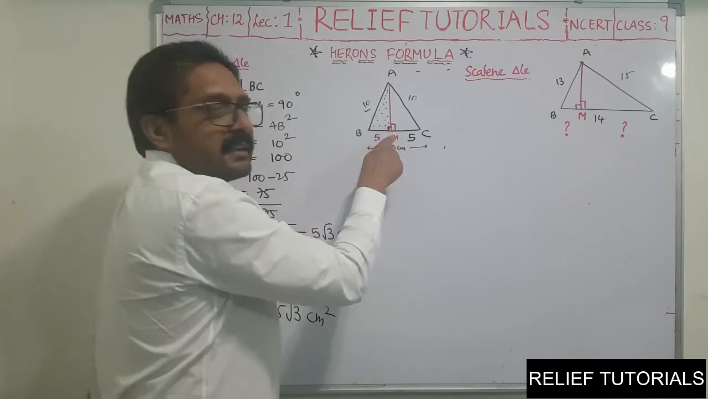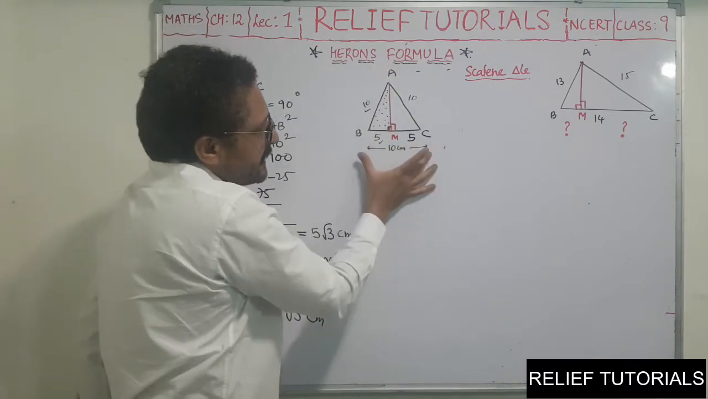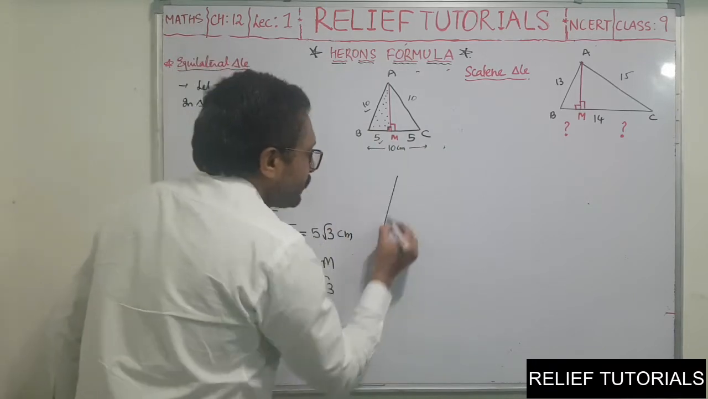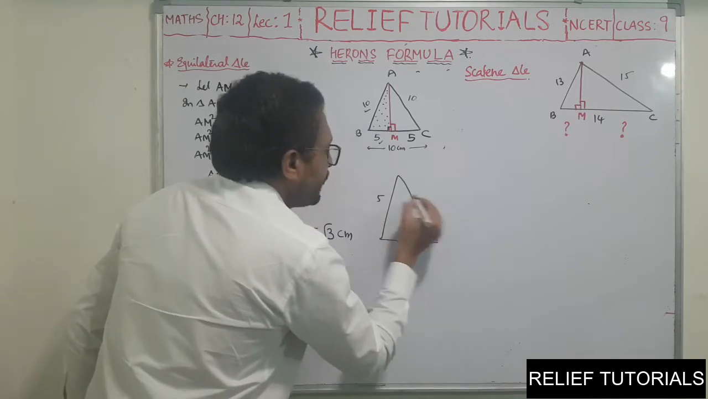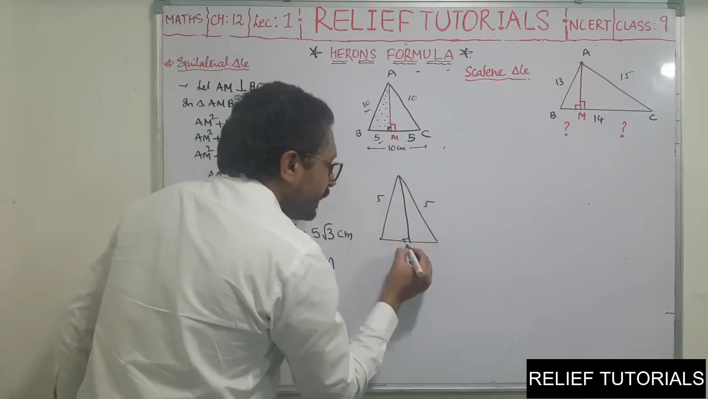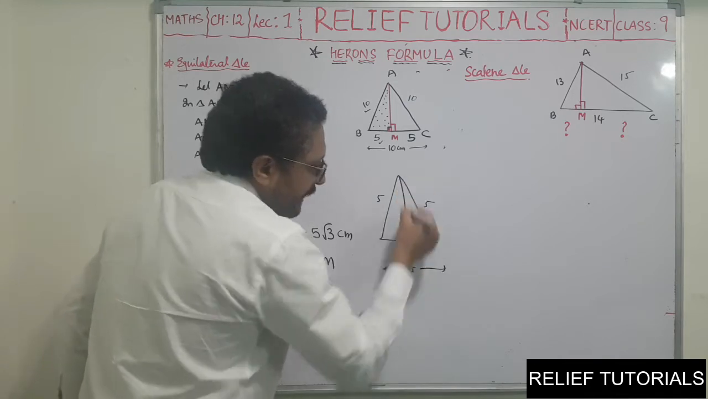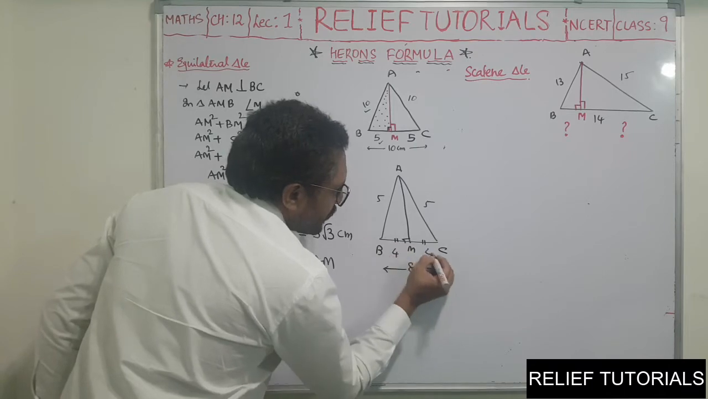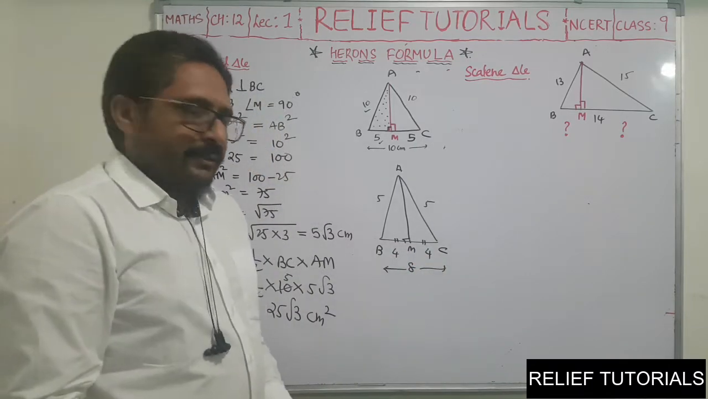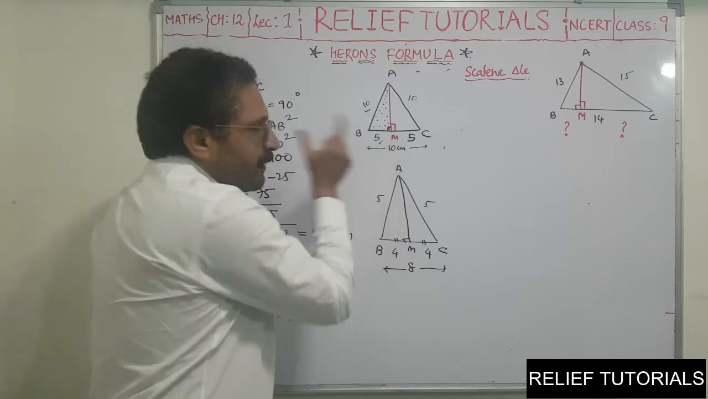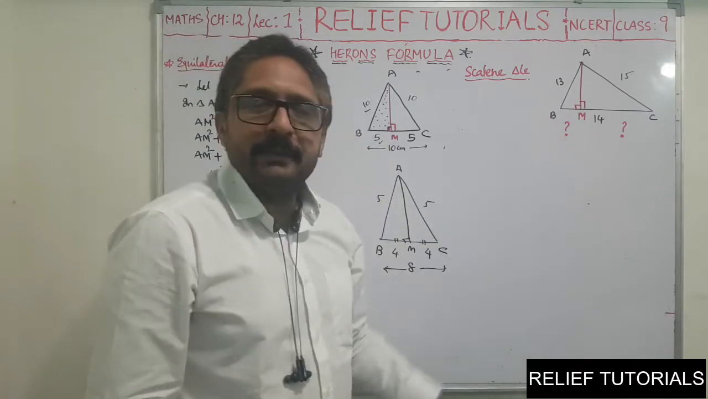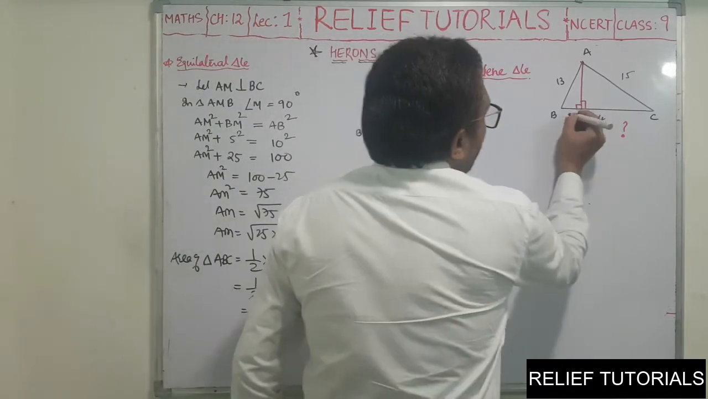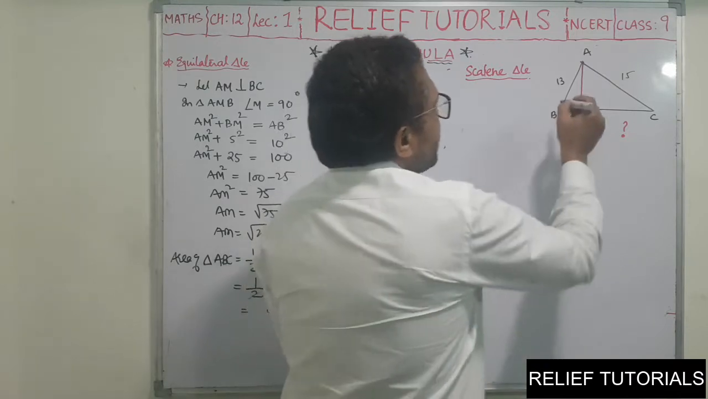In the earlier case, we have seen that the altitude which is drawn will bisect BC. This is 10, so this will be 5, this will be 5. Same thing we have seen in the case of the isosceles triangle. We have drawn an altitude here, M. This was 8, so it will bisect this BC. So these two were equal, this was 4, this was 4. So we were able to find BM. Here we were able to find BM, but here we are not able to find BM because M is not the midpoint.